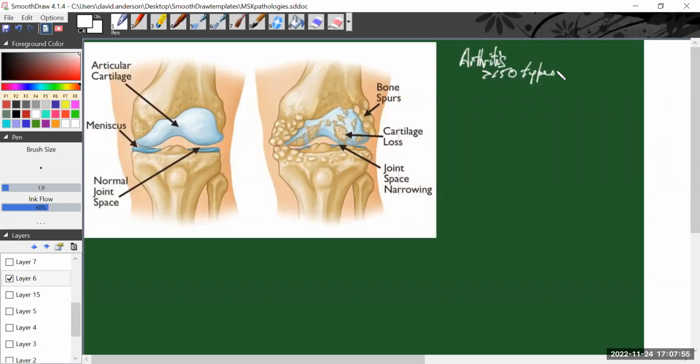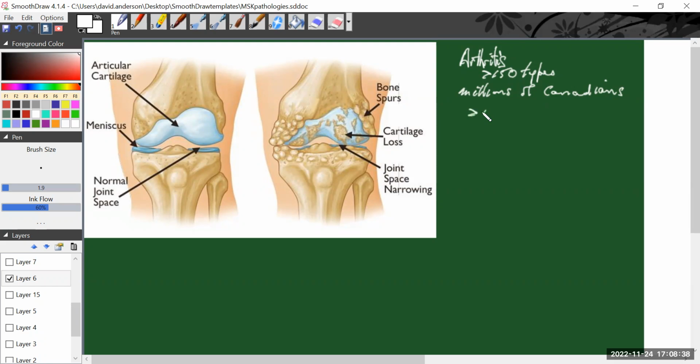There's conditions like gout, juvenile rheumatoid arthritis, arthritis associated with systemic lupus, ankylosing spondylitis. There's psoriatic arthritis, all kinds of different types of arthritis. Many of them are associated with other diseases or conditions, and they're named that way, like the psoriatic arthritis. But basically, millions of Canadians are affected. So this is a very large category.